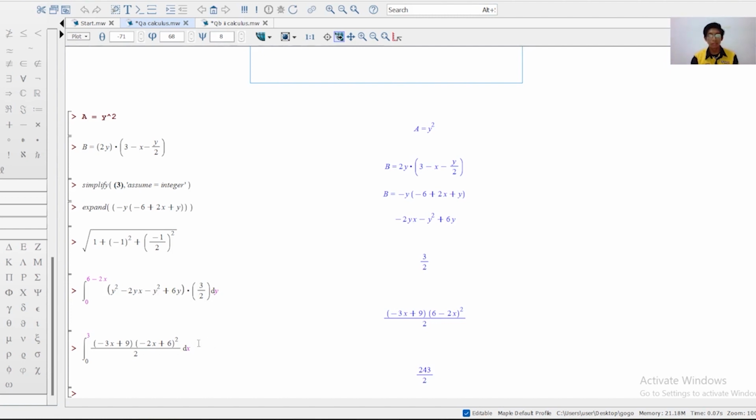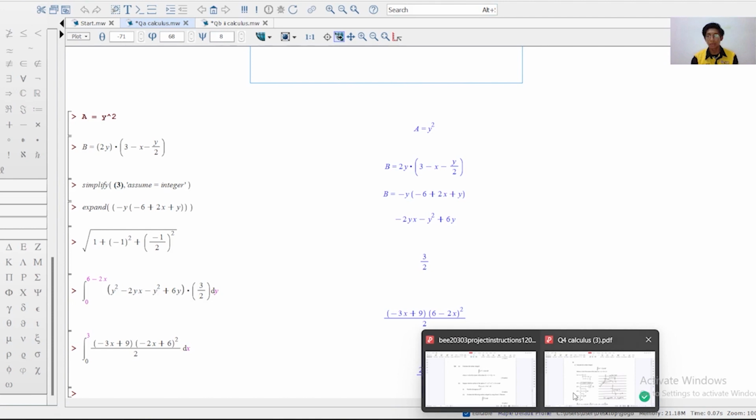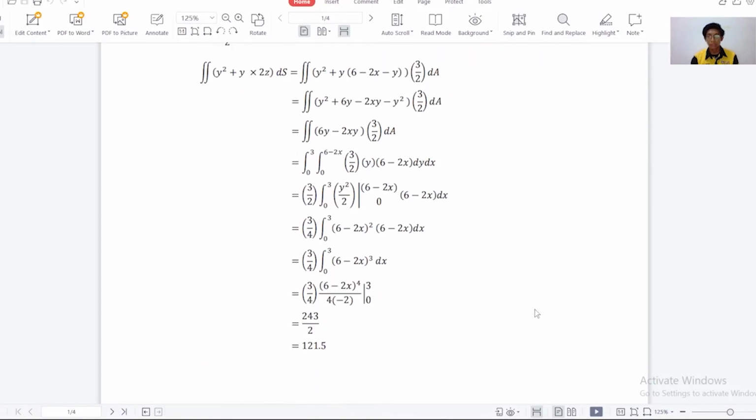And then we integrate with respect to x, dx. So the limit is 0 and 3. So negative 3x plus 9 times (negative 2x plus 6) squared over 2 dx. And finally, we get the answer 243 over 2, which is the same as our manual calculation, 243 over 2. So that's all for it.